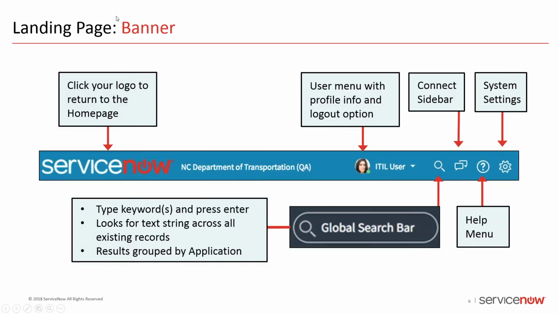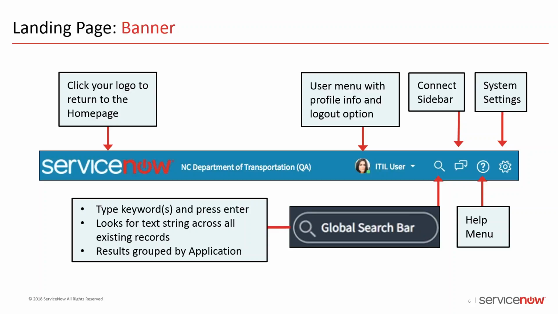Here you have the banner. The banner contains several key functions and features. Your logo in the top left-hand corner, which also navigates you back to your home page when you click it. Information about the logged-in user. Click the down arrow to the right of the username to view the user profile or to log out.